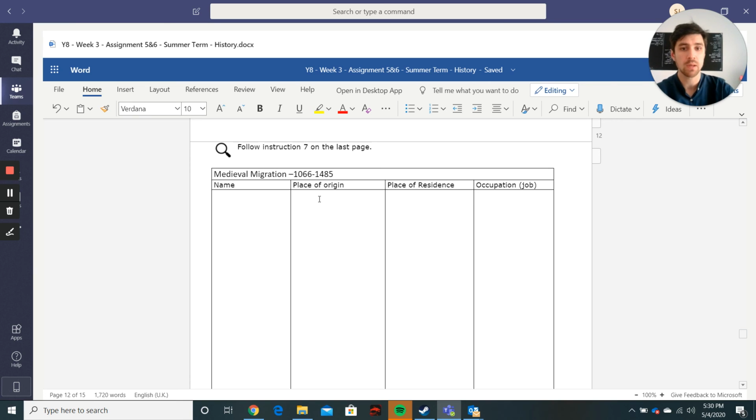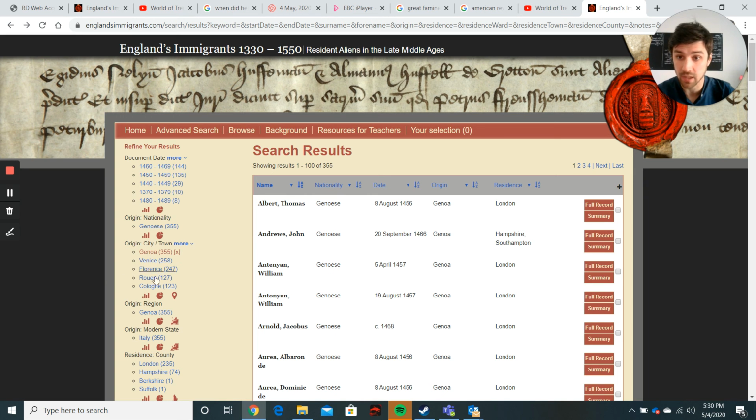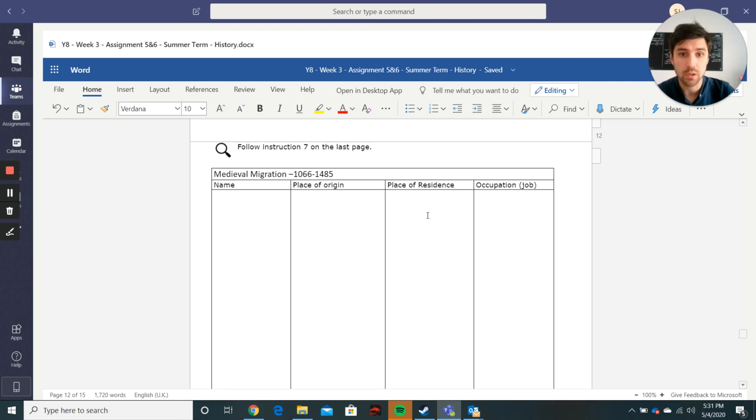And once you've done that, for each one in the table on the next page, we're just going to record their name, the place of origin, so it would be Genoa. You can go and have a look at some other countries if you want to too, by clicking on the side here at different countries or places like Venice and Florence in Italy. You're going to record their occupation as well, their job. So pause the video here, spend about 10 minutes now recording different people who migrated from Genoa or elsewhere. Pause the video here, do that now.